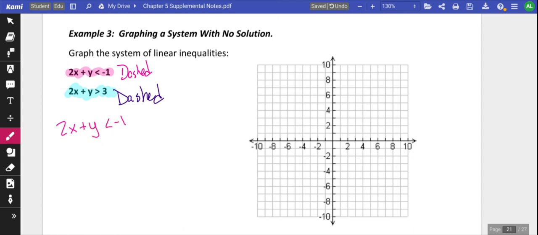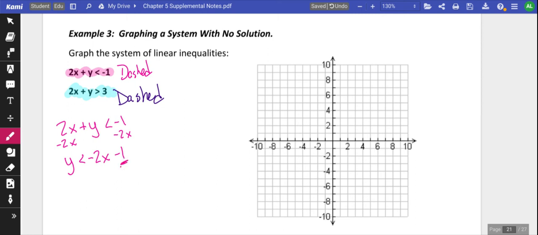All right, I want this in slope-intercept form. I want that y on its own, so I'm going to move that 2x over. I'm going to subtract it. So I end up here with y is less than -2x minus 1. And then we're going to graph it. Actually, I'm not going to do the blue one first. I'm just going to graph the pink one here while we have it. Okay, y is less than -2x minus 1.